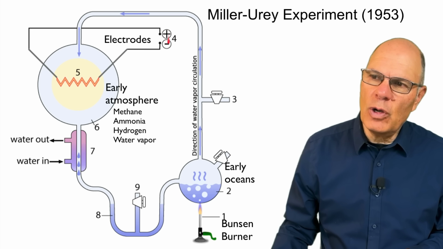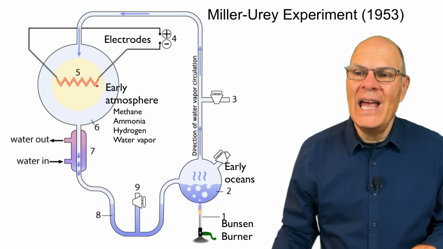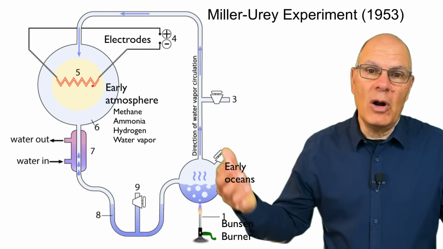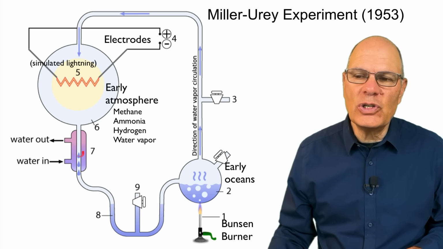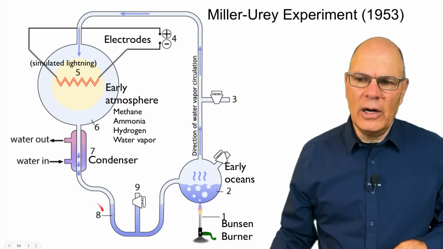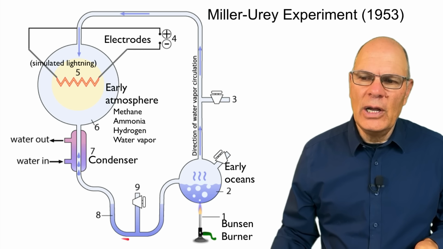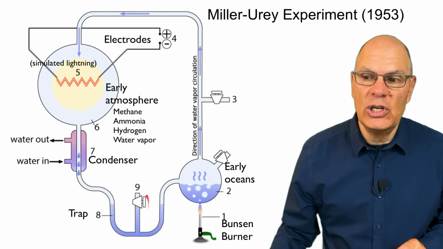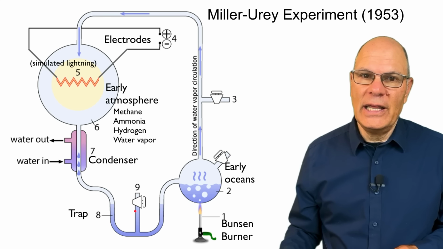There were electrodes, shown over here at number 4, by this plus and minus sign. And what they did is they produced sparks, which simulated lightning. The gases continued to circulate. They circulated through this condenser over here, and that caused whatever was formed in this chamber here to be caught within this trap. This trap could be sampled without contaminating the apparatus.